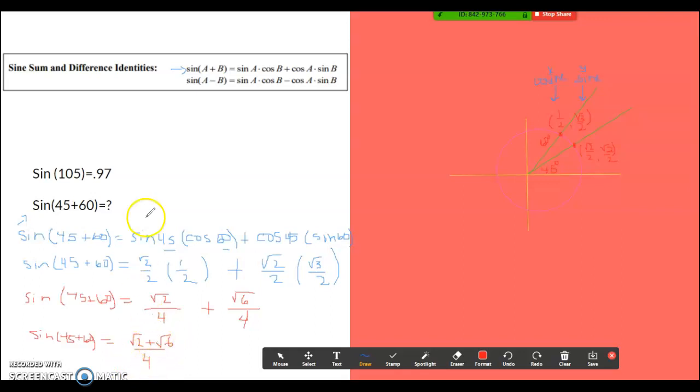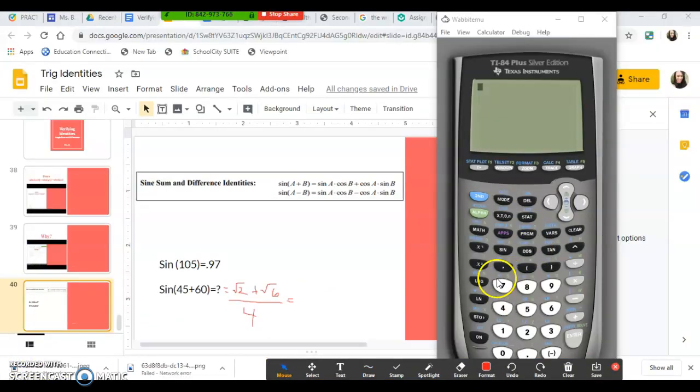Now, does that equal 0.97? Well, let's see. All right, guys, so we are going to take the square root of 2 plus the square root of 6, and this is all over 4. And notice what we get is 0.965, or the exact value of the sine of 105. So this identity is indeed true.